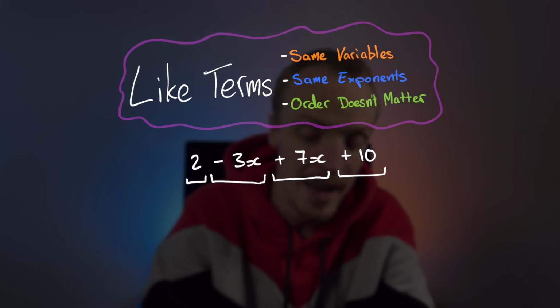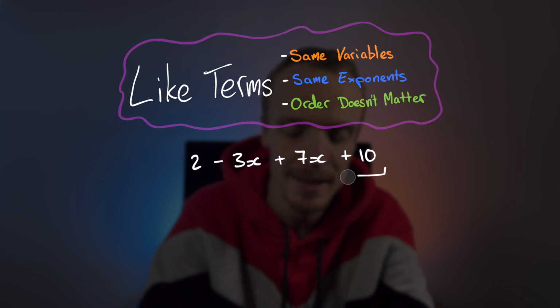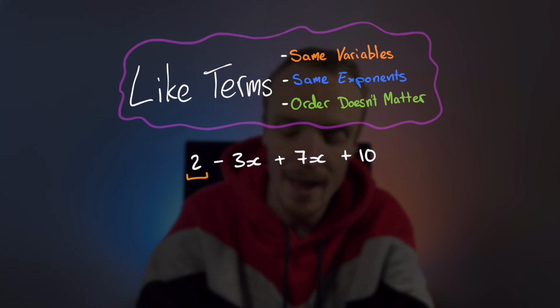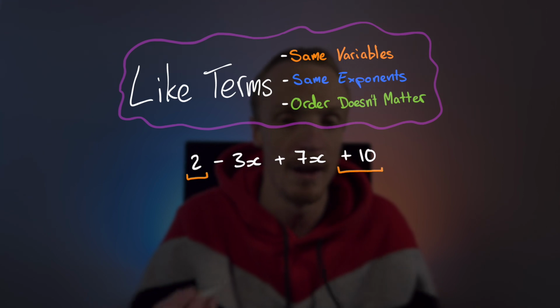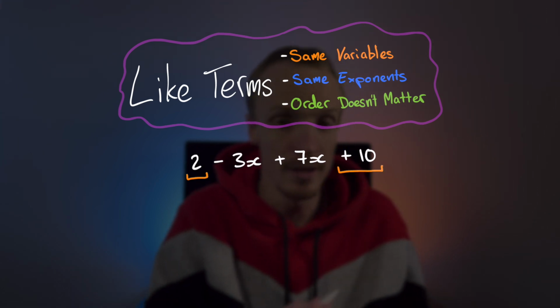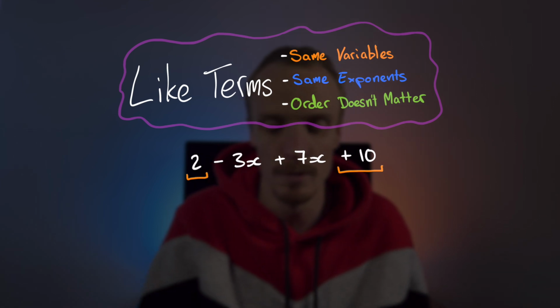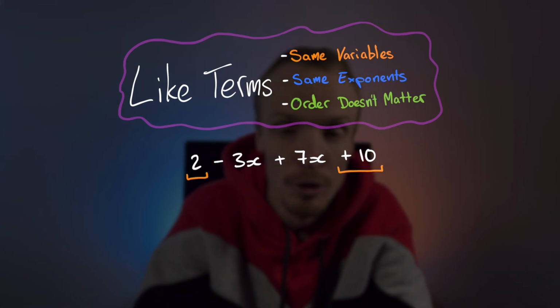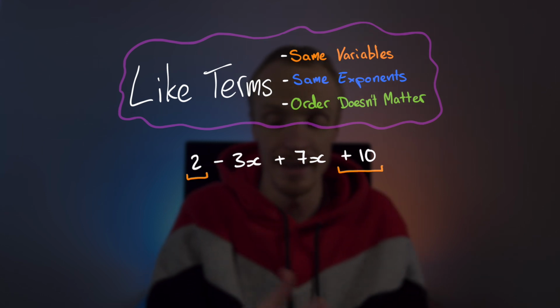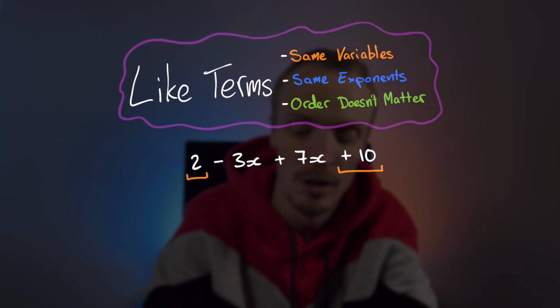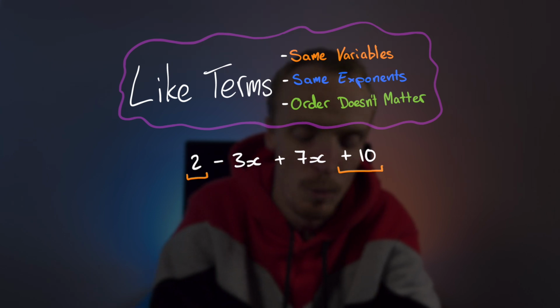For any two of these terms to be like each other, the first criteria is they must have the same variables. Now you can see here it's only the very first term and the last term that don't contain a variable. If they don't contain a variable, they contain the same variables, essentially. So we can group them together here. To group them, we go through a process of adding and subtracting our terms together, or simply just add them together in this case. So 2 plus 10 will equal 12.